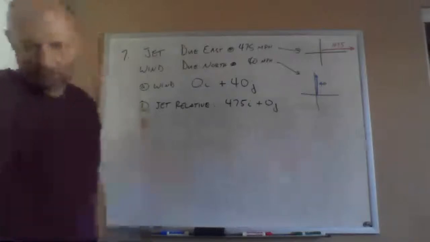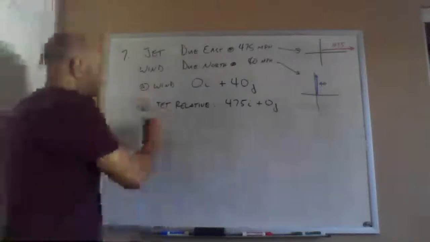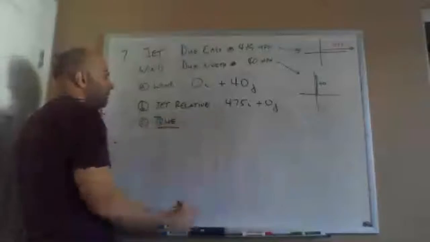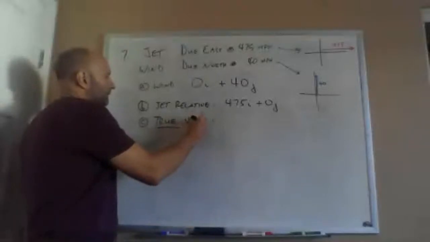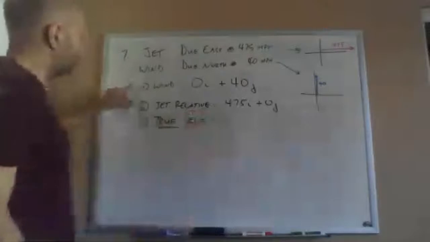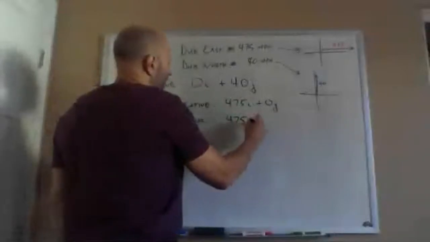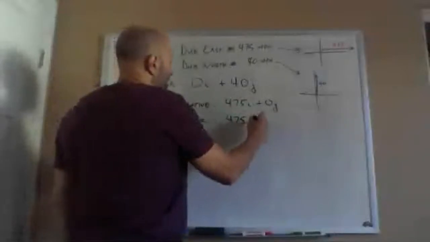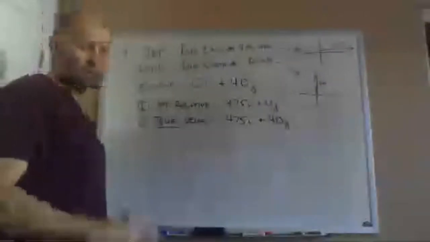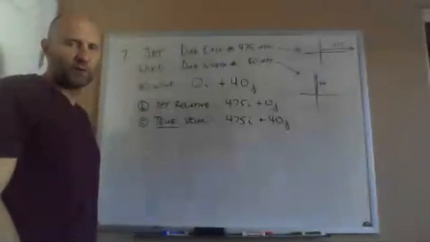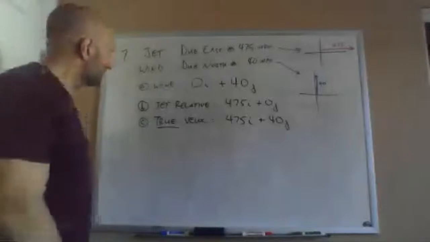Part C asks us, what's the true velocity? So true velocity is what I need to see here. And that's what? I just add these two. So add the i pieces and add the j pieces. So I get 475i plus 40j. And again, if you need me to stop or you have a question, make sure to hit those exclamation points and I'll stop for a minute.